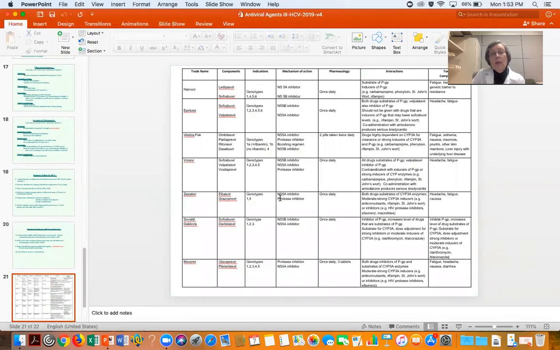I've made a summary table of all of the combinations and some of the characteristics of each of those that might help you in a review. It also has a trade name, but do not memorize those. Memorize or learn the components that are present in the combinations. What the genotypes are. You don't have to memorize all the genotypes, so I would pick out the ones that are the pan-genotypic. Make sure that you know those.